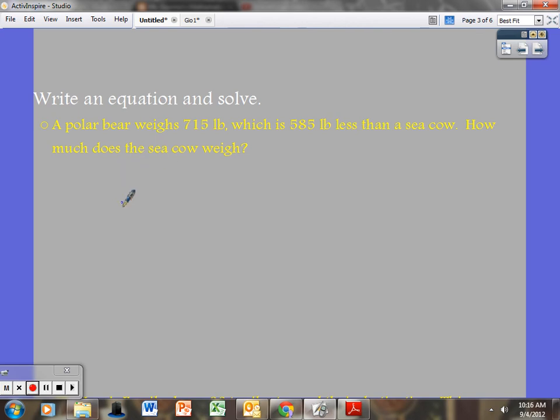So to solve this problem, I know that I would combine these two numbers, because a polar bear weighs 715, which is 585 pounds less than the sea cow. But remember, in my equations you actually solve it by using the inverse. So that means my equation has to have not subtraction, but addition. Is that what that means? Or wait, better yet, I'd have to combine these two to get what the sea cow is. So actually, I want to write my equation so it has subtraction in it.